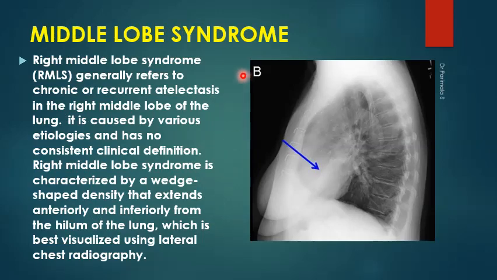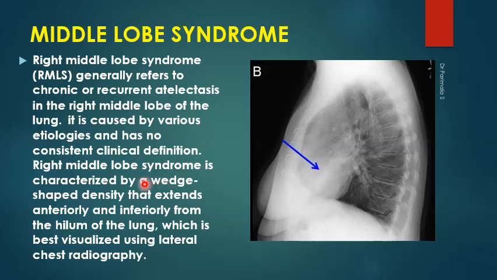Then what is middle lobe syndrome? I have already told you, any infection or cancerous condition of the lower lobe of the right lung has a chance to infect the middle lobe also, because that is closer. And so the right middle lobe syndrome generally refers to chronic or recurrent atelectasis in the right middle lobe of the lung. It is caused by various etiologies and has no consistent clinical definition.